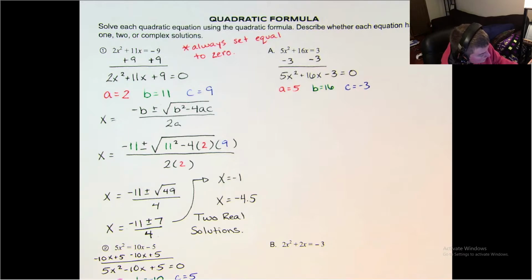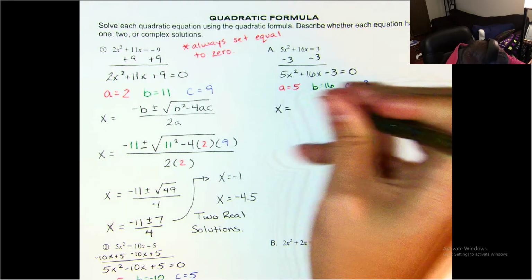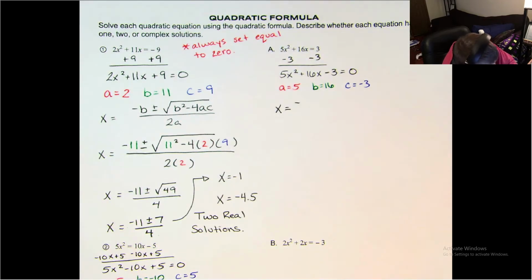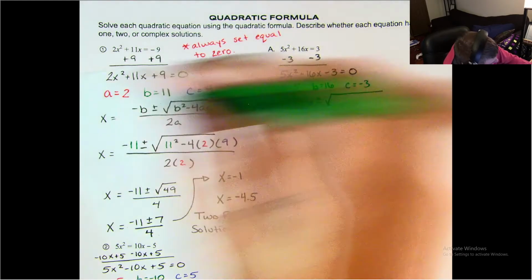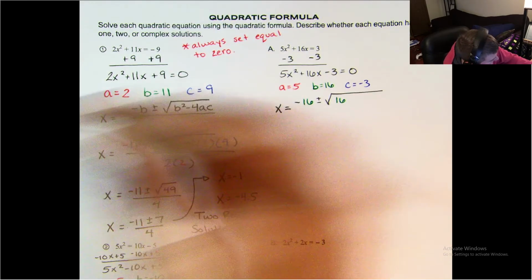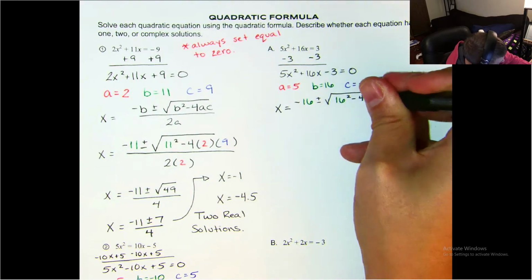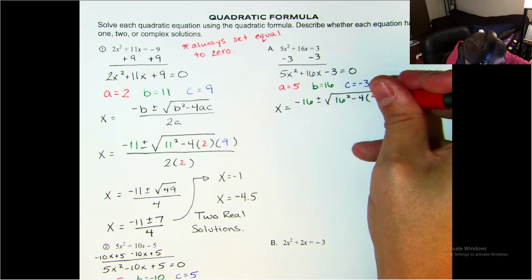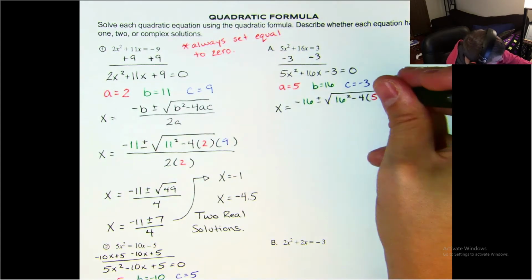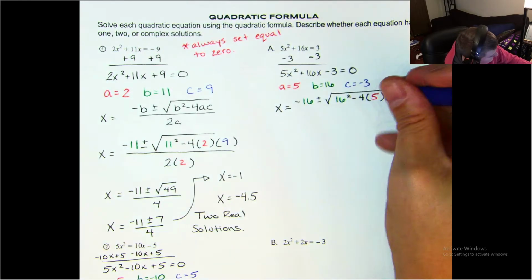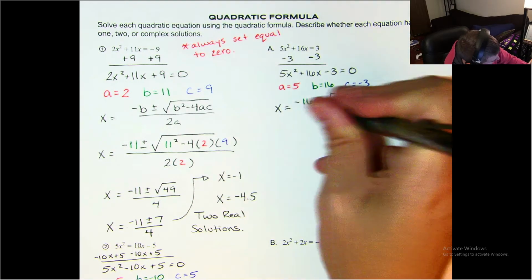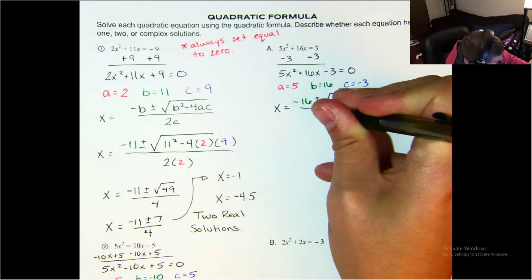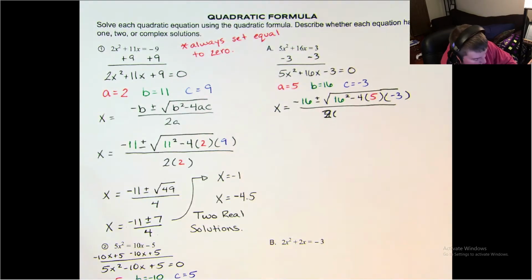Okay, and so then here we can go ahead and use our formula. The opposite of B, so that's negative 16, plus or minus the square root of B squared. Okay, we don't really have to worry about the parentheses because it's positive. Minus 4 times A, which is 5, times C, which is negative 3. Okay, and then we're going to divide that all by 2 times A, which is 5.